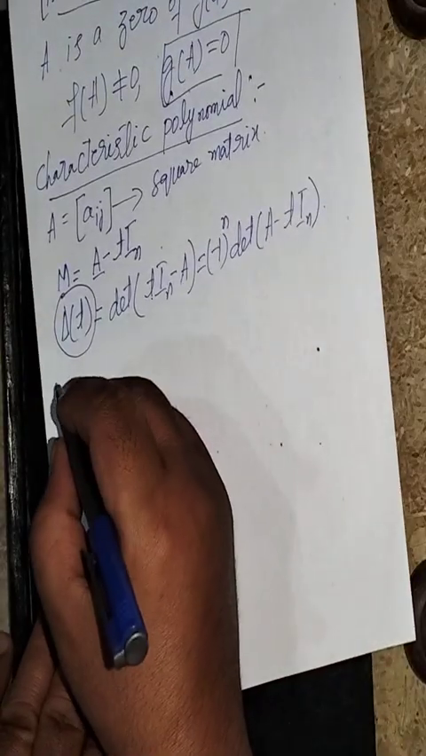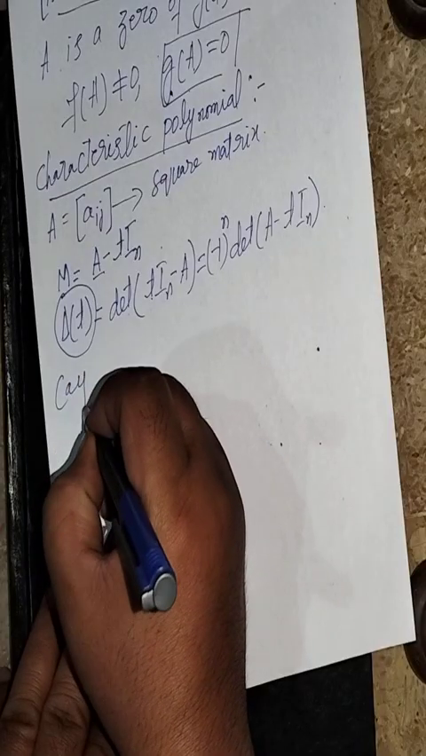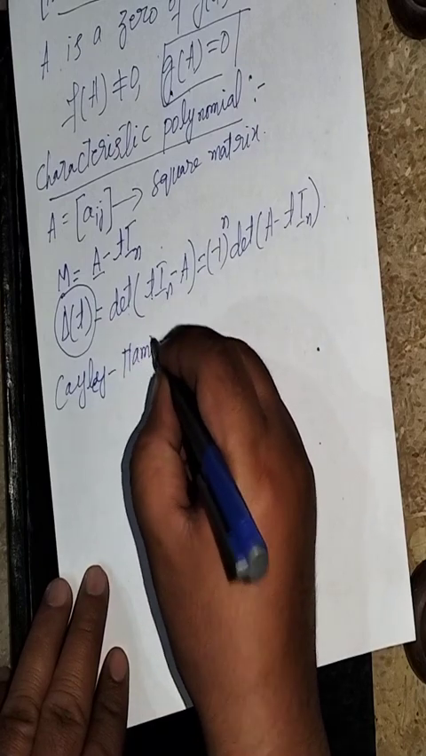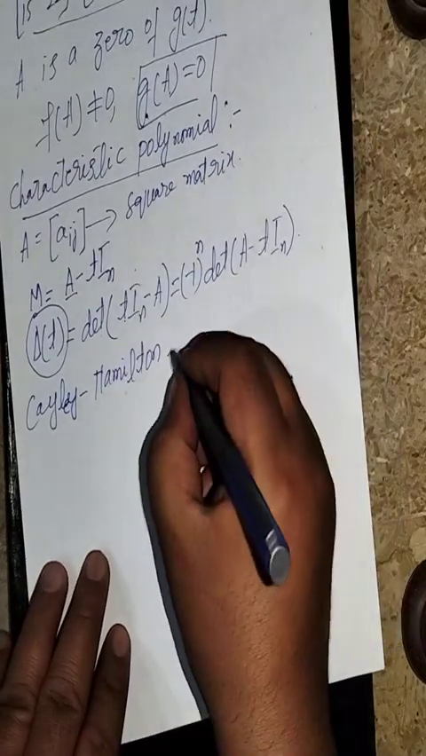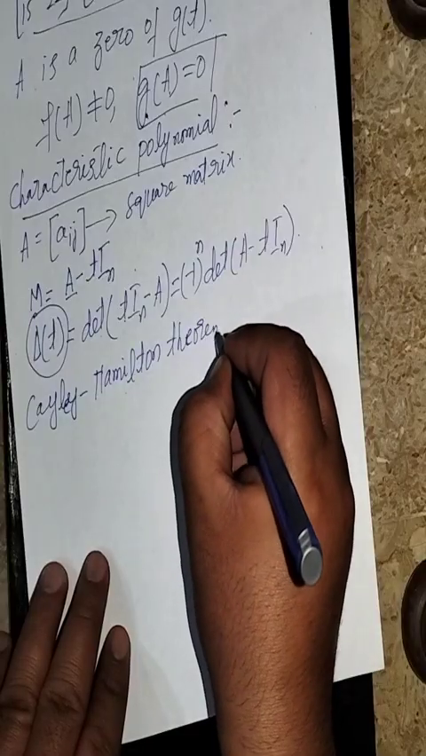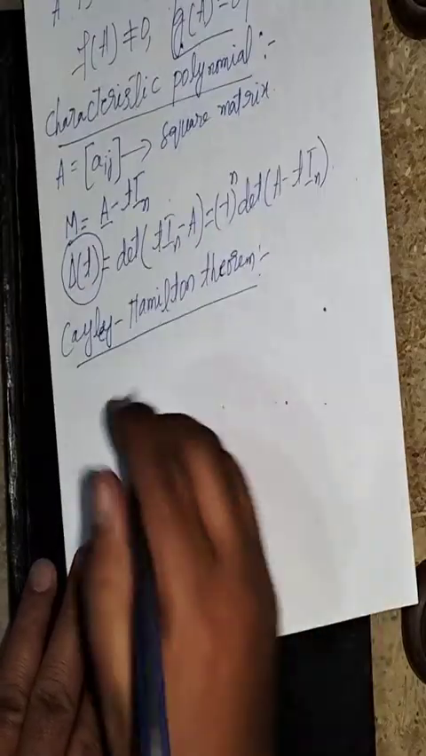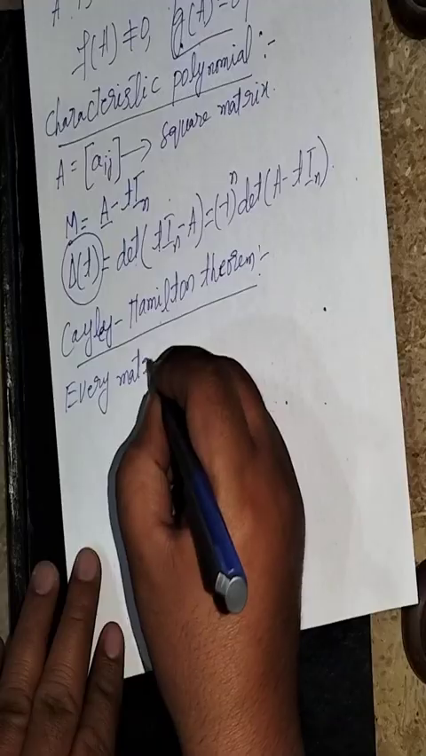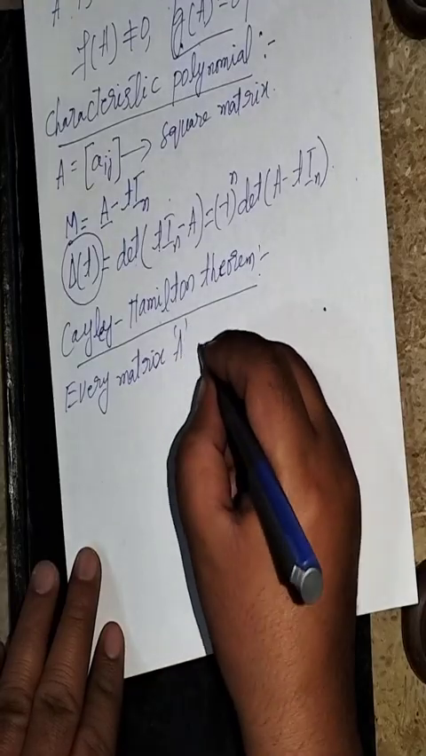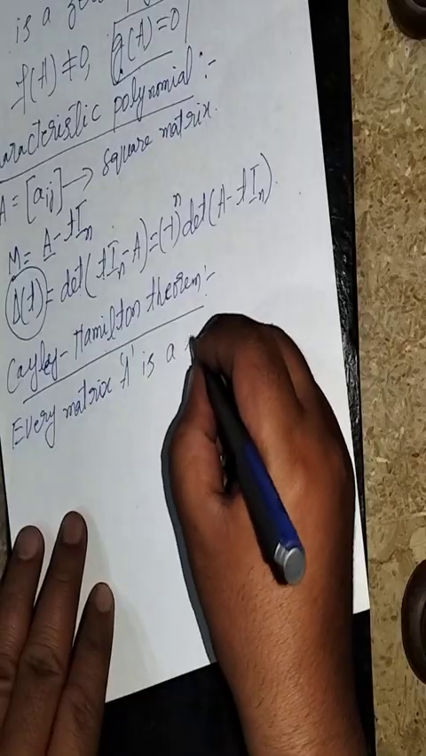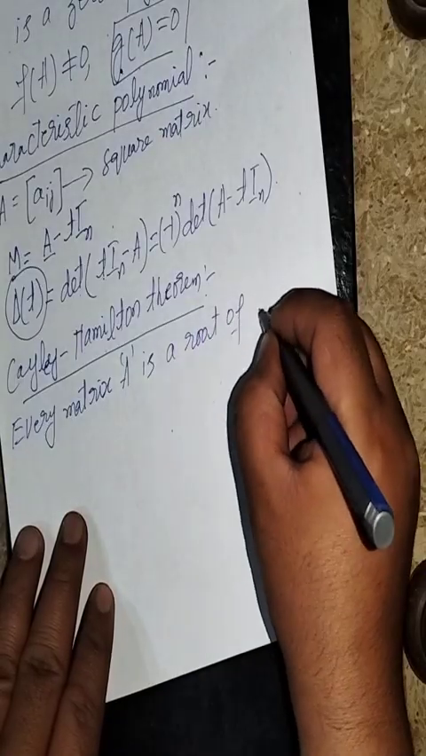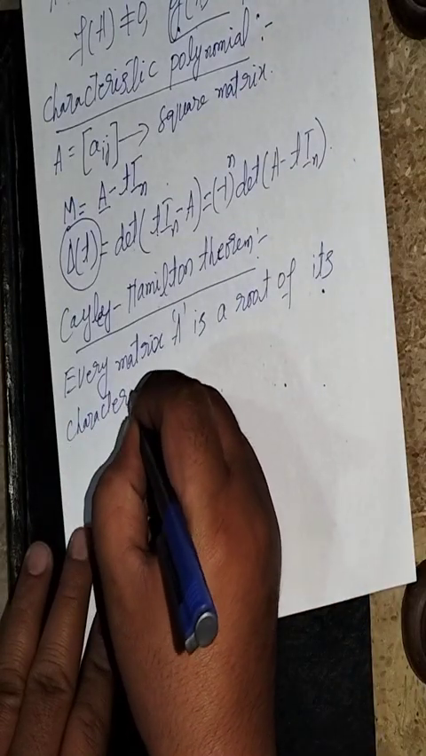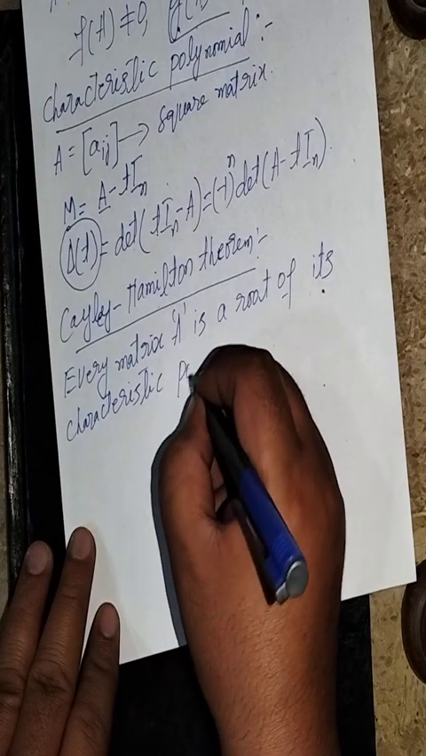We have a theorem called the Cayley-Hamilton theorem. The Cayley-Hamilton theorem statement is: every matrix A is a root of its characteristic polynomial.